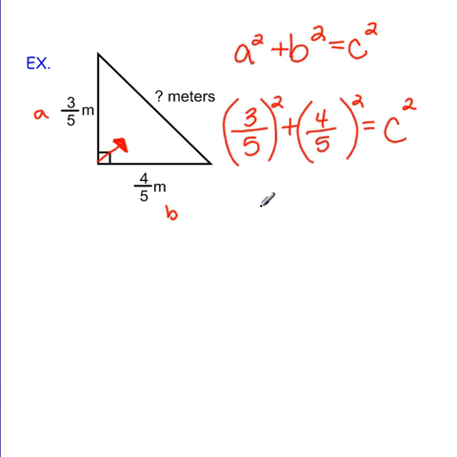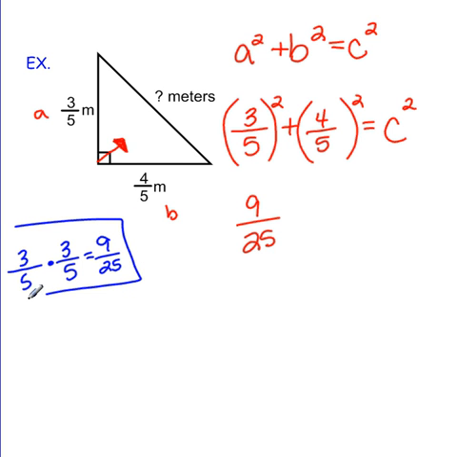3/5 squared, 9/25. Now let me back up a second. Some of you are going, what just happened? Remember that a square indicates how many times you multiply what you have. So really and truthfully, it looks like this: 3/5 times 3/5, and just go across. 3 times 3 is 9, and 5 times 5 is 25. So there's your little background on how I came up with this so quickly. So let's try 4/5 squared.